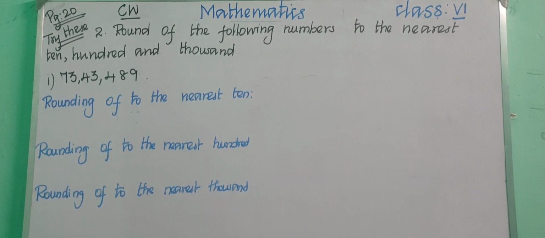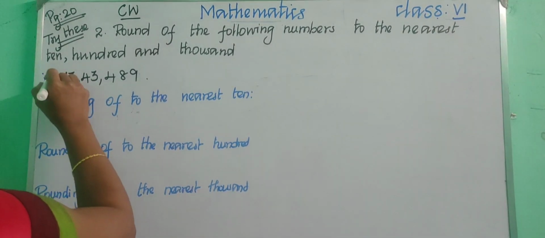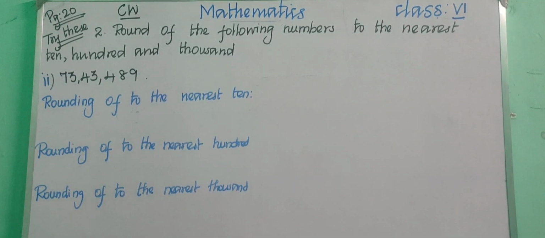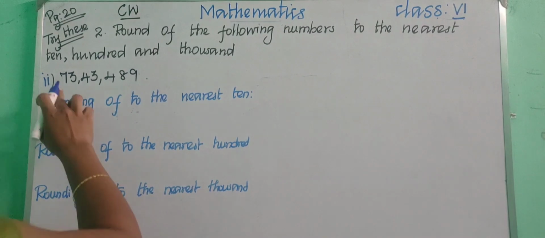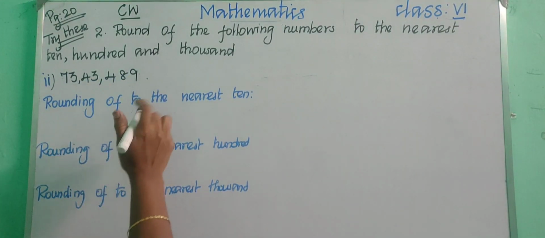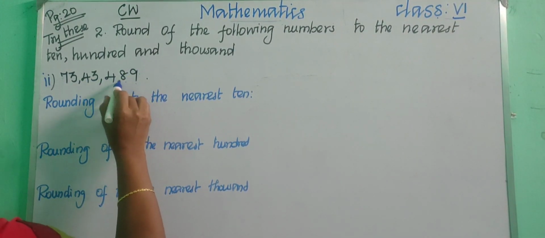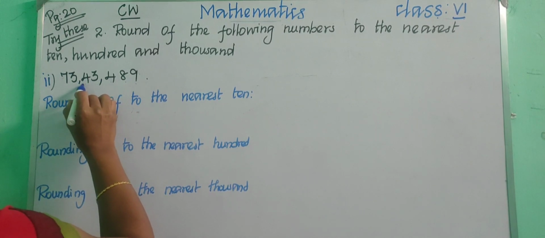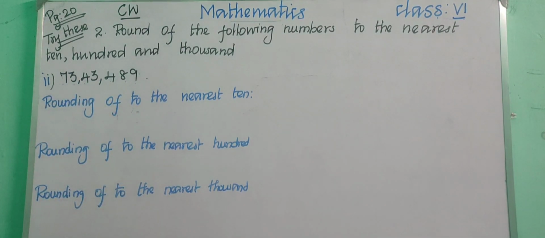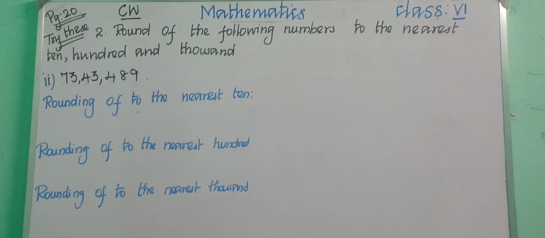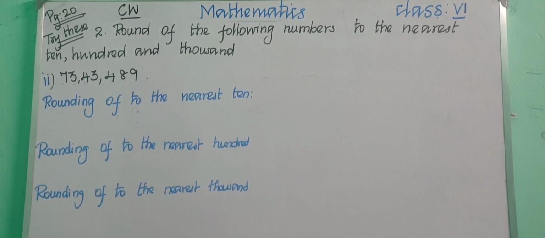Okay, children, let us see the next sum. So it's the second one. 73,43,489. So let us say the place values: ones, tens, hundreds, thousands, 10,000s, lakhs, 10 lakhs. So 73 lakhs 43,489. Okay, children, so we are going to round off this to the nearest tens, hundreds and thousands.